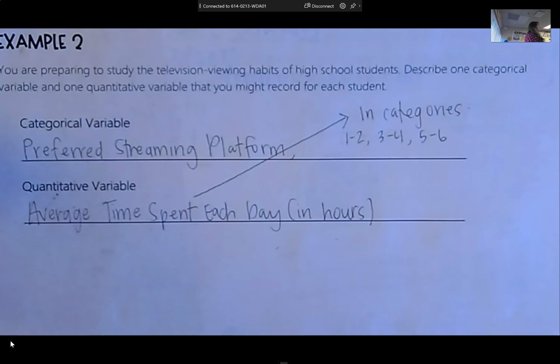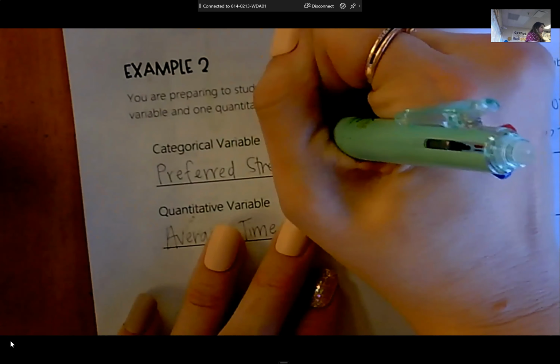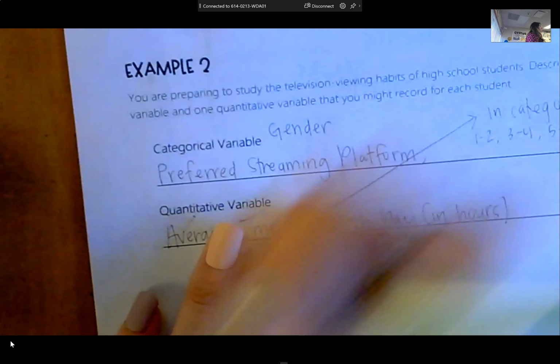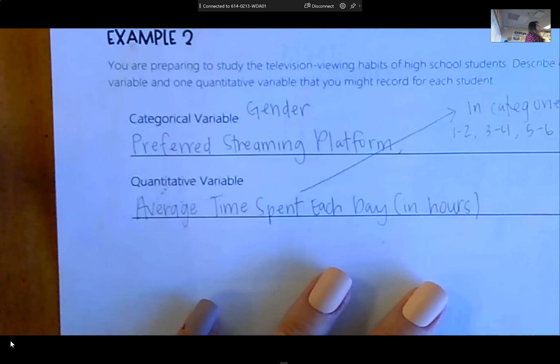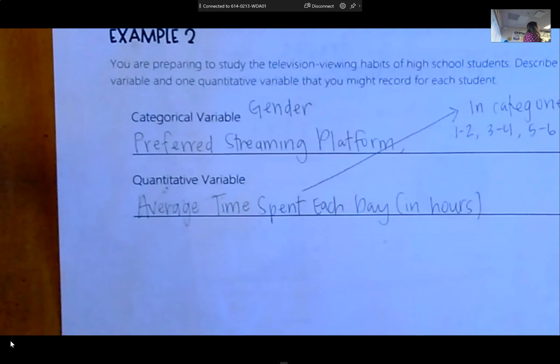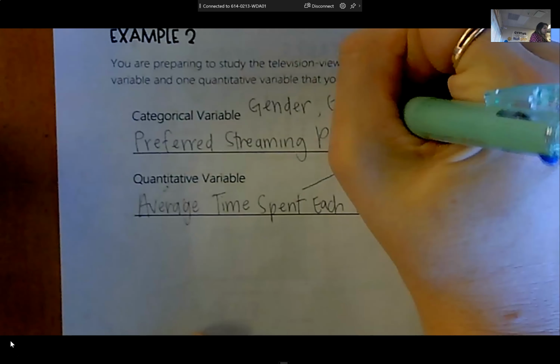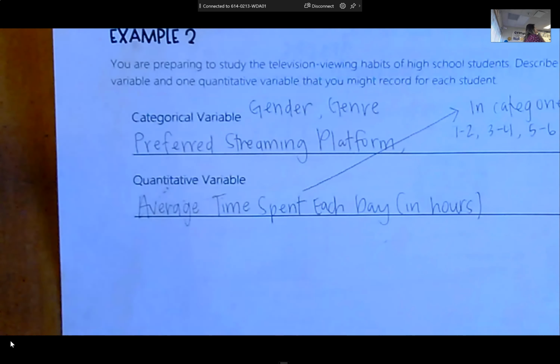Don't be scared. So if we're going to do gender, what else might we be interested in knowing? Like, a better question is, what do we think would be different about the genders? The genre of TV show that they like. So maybe the girls are watching all the romance ones, and the boys are watching all the action ones. Whatever those ones are. I don't know. Yes?